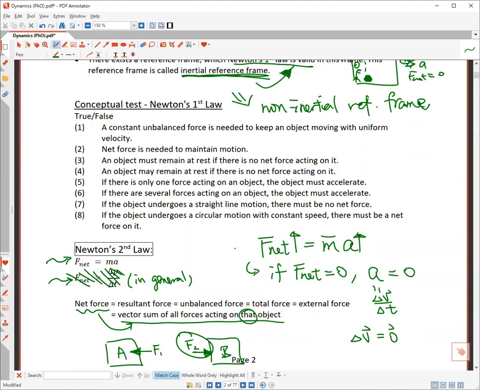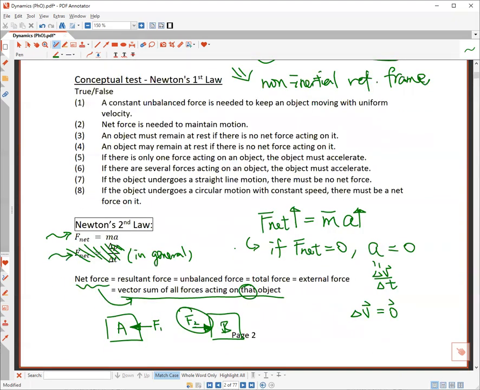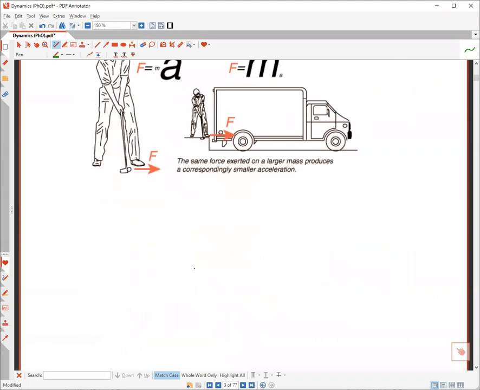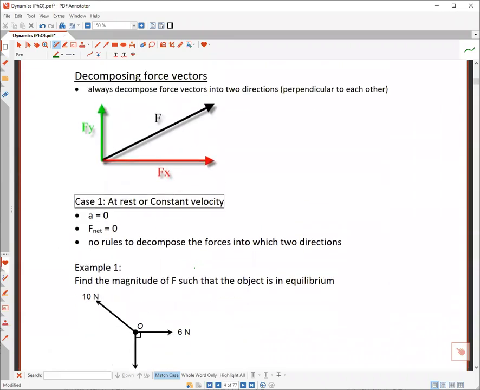And then, what does it mean by vector sum? We have learned about the vector. We have learned about the addition of vectors, and the vector sum is just the sum, the addition of the vectors of force, by the triangle rule or whatever rule. So let me give you some examples, okay?